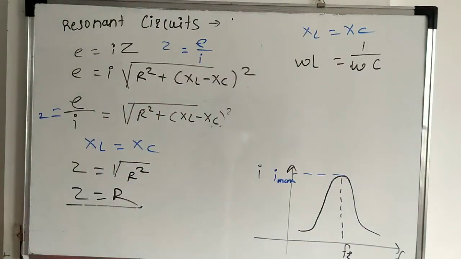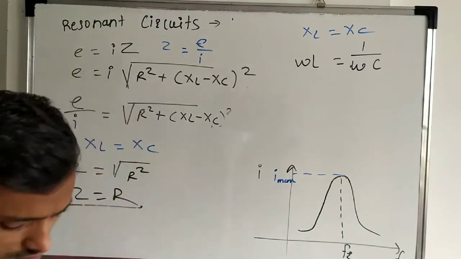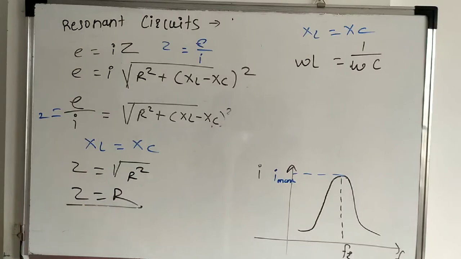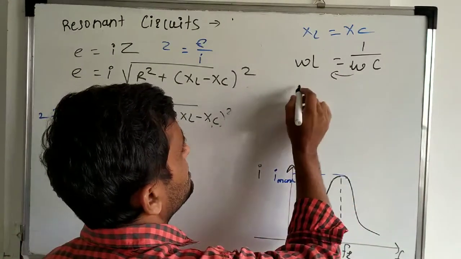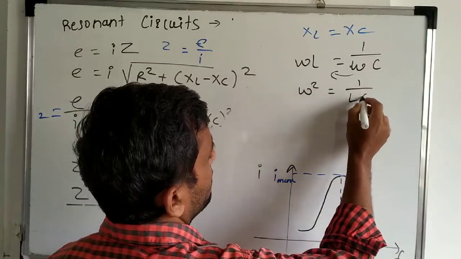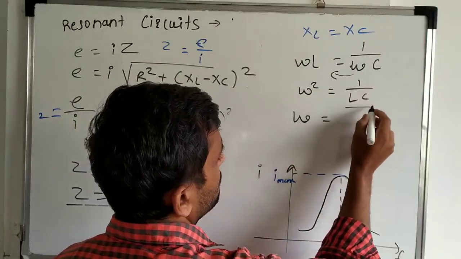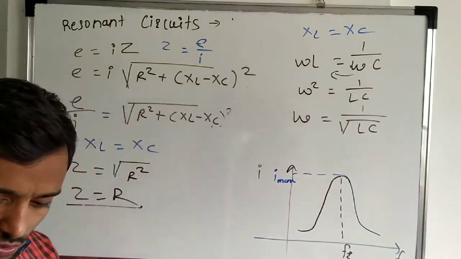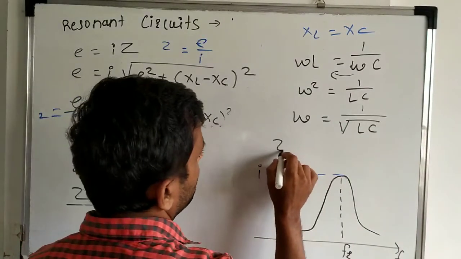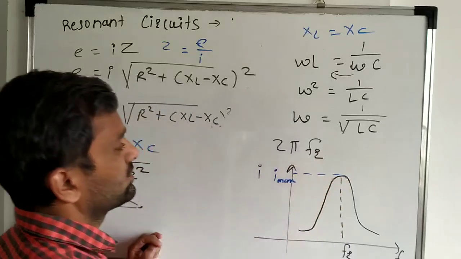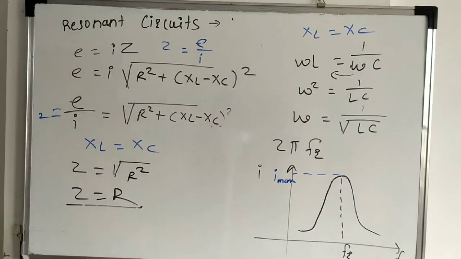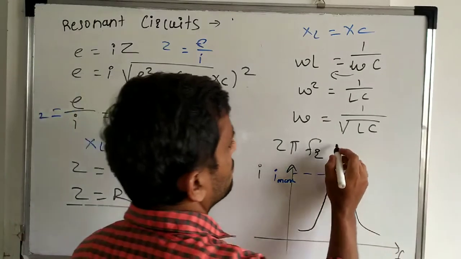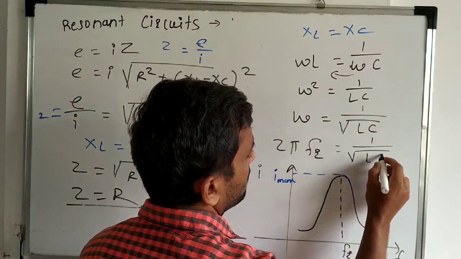We have to find the value of the resonant frequency. So send the omega to the left side. Omega square is equal to 1 upon LC. Take the square root, omega is equal to 1 by square root of LC. What is omega? Omega is nothing but 2 pi f. Here f is the resonant frequency.